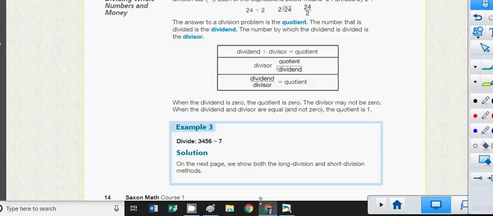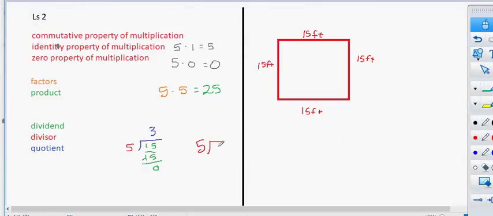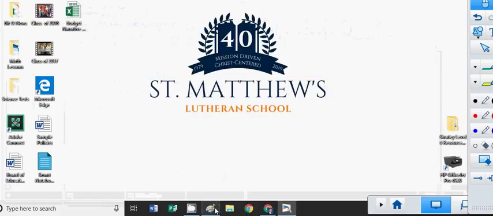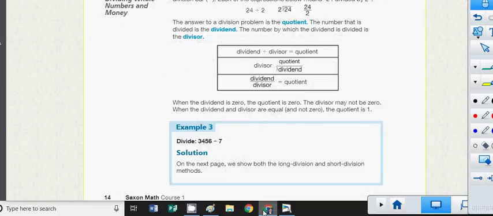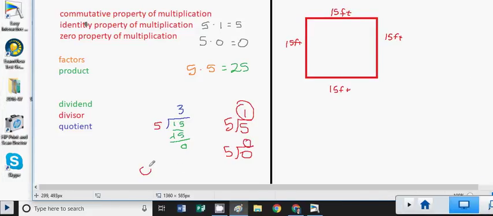When the dividend is 0, the quotient is 0. When the dividend and divisor are equal, the quotient is 1. I'll show you that one. That just looks like 5 goes into 5 one time, not 5 times, right? I guess you can. They said that the dividend is 0, you can do that. I don't think you can do this, really. I don't think I would attempt that.